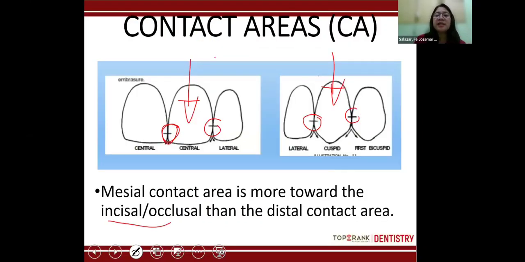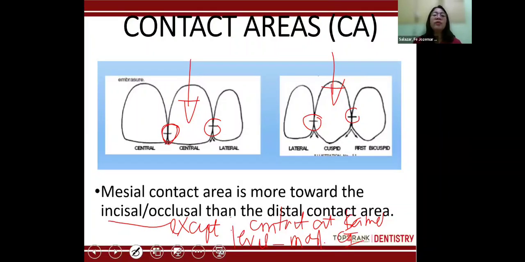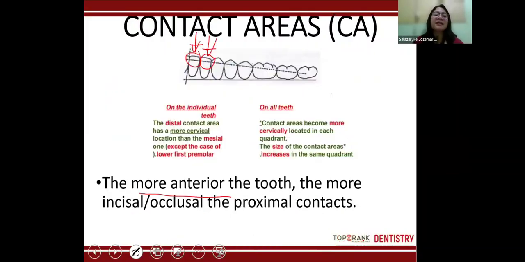But sorry, meron pala akong exception dito. The mesial contact area, sabi natin, is more towards the incisal or occlusal than the distal contact area, except one tooth. Anong tooth ang may contact areas at the same level? Walang mas mababa, walang mas mataas. So contact areas are at the same level on what tooth? Very good. Mandibular central incisor. This is the only tooth where both mesial and distal contact areas are at the center.